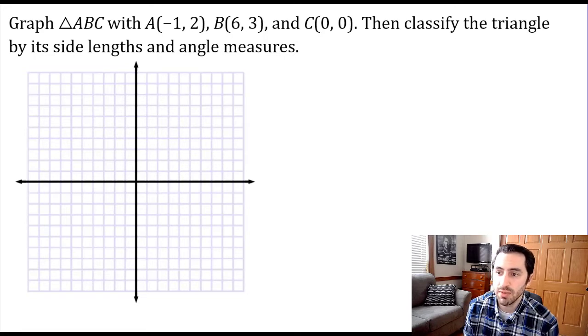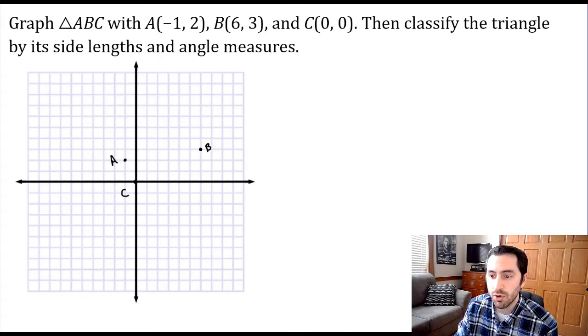So it says graph triangle ABC with A (-1, 2), B (6, 3), and C is the point (0, 0). And then let's classify the triangle by its side lengths and its angle measures. So the first thing, let's graph this triangle. We have A at (-1, 2). We have B at the point (6, 3): 1, 2, 3, 4, 5, 6, and then up 3. And C is at the point (0, 0), so right at the origin. So this was A. Over here we have the point B, and then at the origin we have point C. And then I will connect these together to form our triangle. Okay, so here's our triangle ABC.